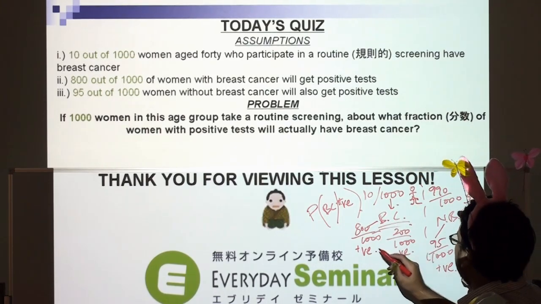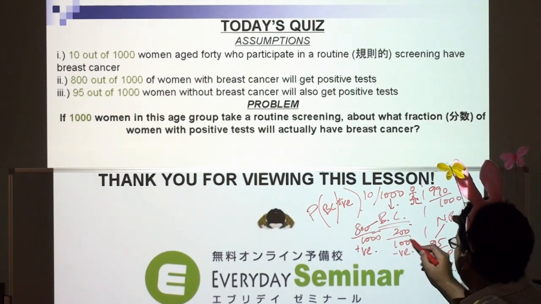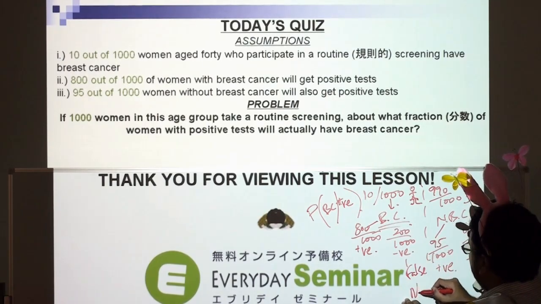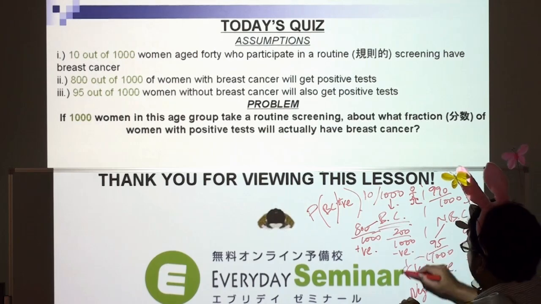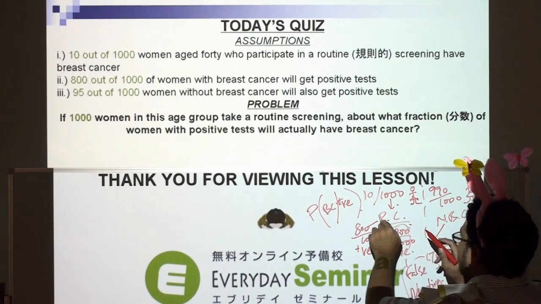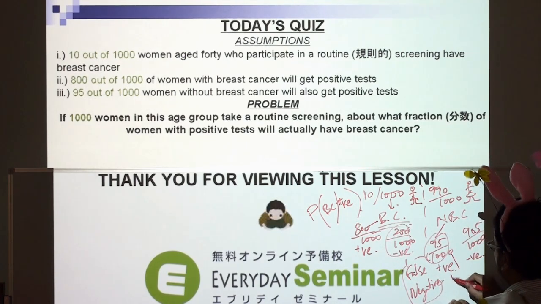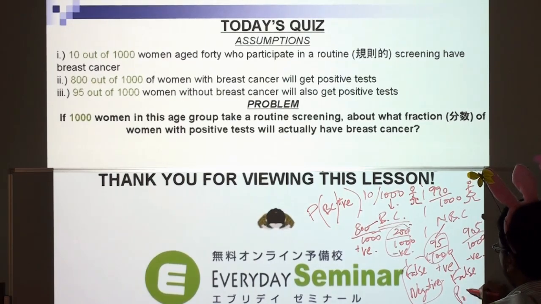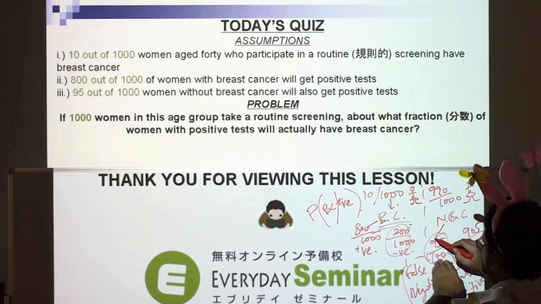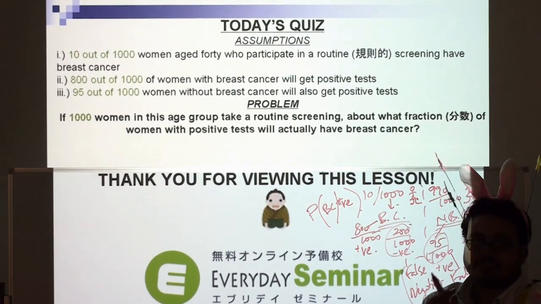This is what you call, where is it? 800 will get a positive. So this is a false negative. This is what we call in English a false negative, which means it's not true. So these women, it shows a negative test, but they do have breast cancer. And here is what you call a false positive. False positive, which means it says they have breast cancer, but actually they don't have breast cancer. Anyways, we'll talk about this more next time.